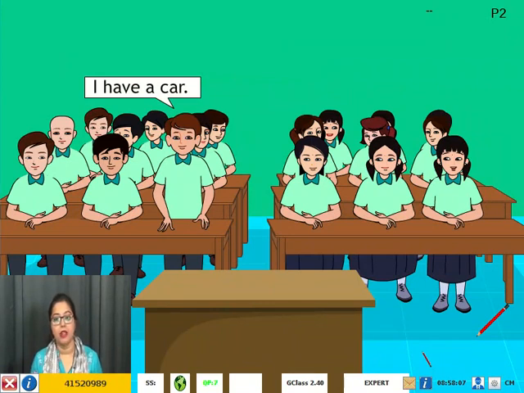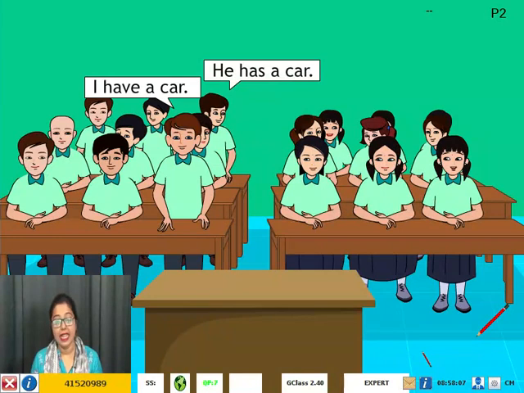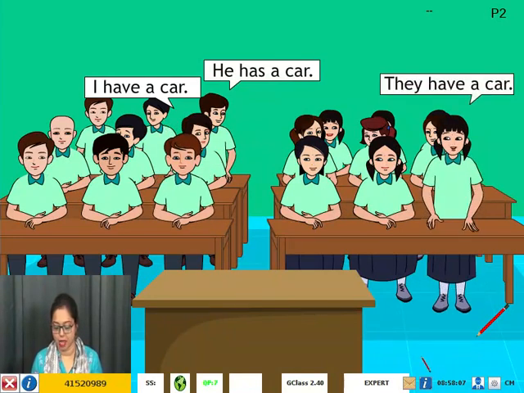I have a car. Have a look at the sentences carefully to understand how the sentences in simple present tense look. I have a car. He has a car. And they have a car. Okay.